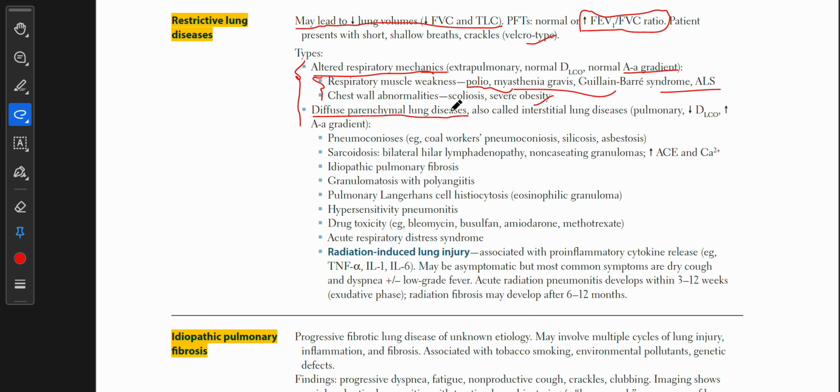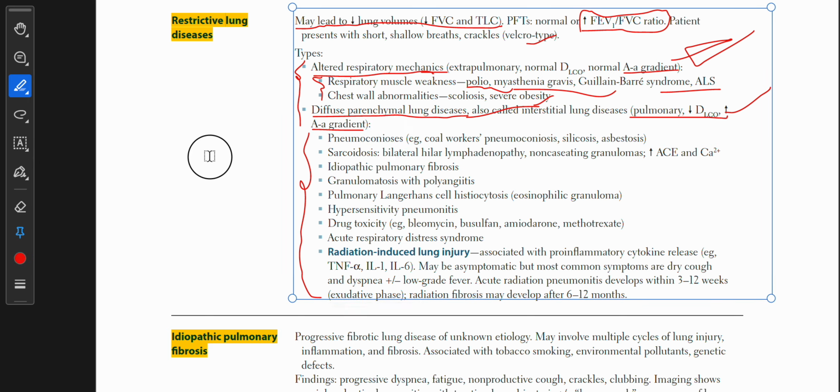Diffuse parenchymal lung diseases, also called interstitial lung diseases, are pulmonary causes, while the earlier ones are extrapulmonary causes. They have decreased DLCO, diffusing capacity of the lungs for carbon monoxide, and also an increased alveolar-arterial gradient. There are many causes like this. Pneumoconiosis is the most common cause, including coal workers' pneumoconiosis.